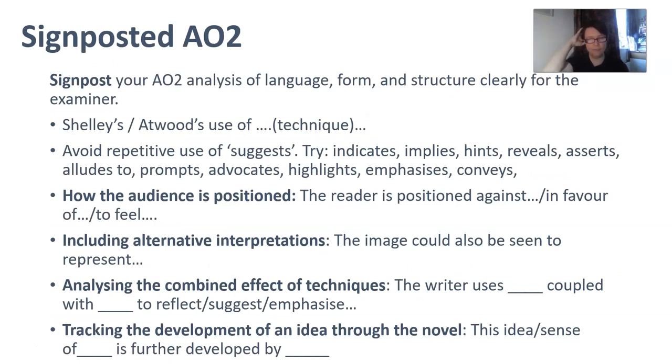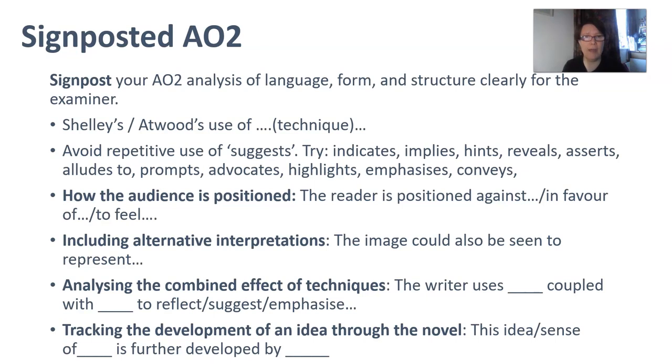All right, so this final slide is just one where you can have a little play with different ways to overtly signpost your analysis. It can be a little bit clunky if you're using the word 'something'. And so you want to vary the use of your AO2 sentences. So I've given you Atwood's use of, and then you can put the technique in. I've given you lots of variations for suggests there.